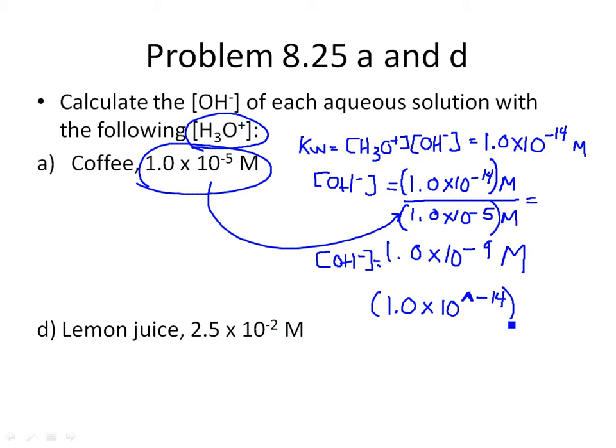For lemon juice, we're going to do the same. This ion product constant is very nice because if we know one concentration, hydronium or hydroxide, we can solve for the other. Here we're solving for hydroxide, but we could also do the reverse.